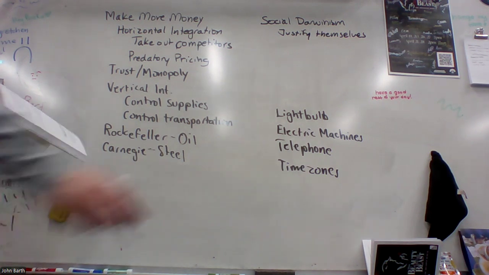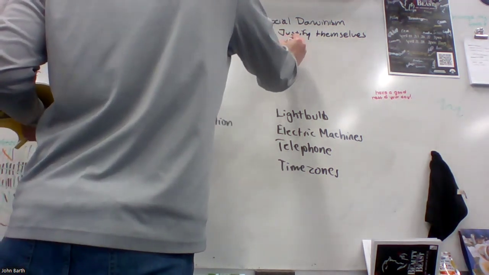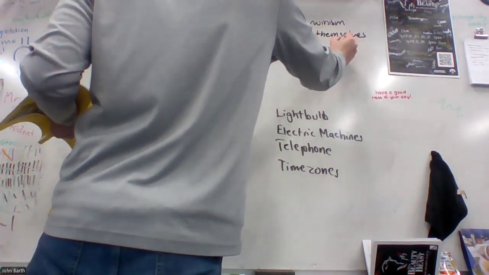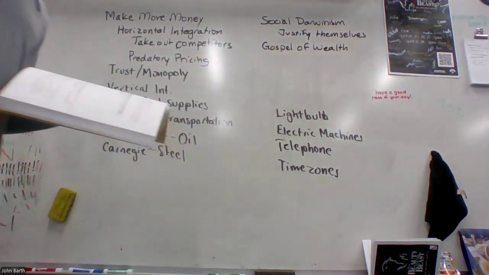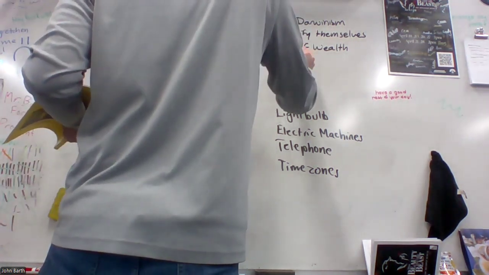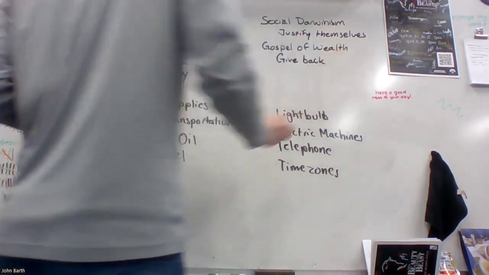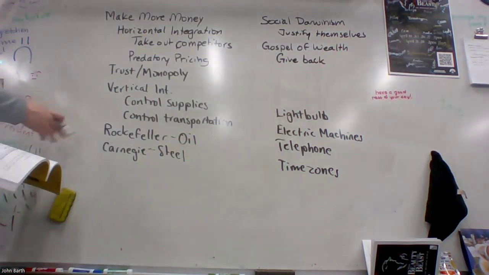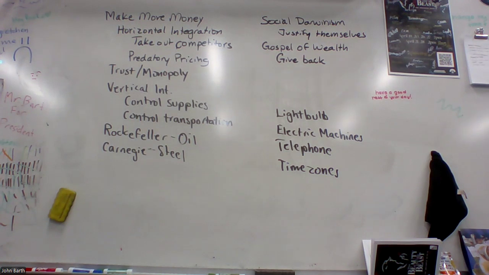So they're going to try to do the gospel of wealth, which is what? Yeah, you're giving back. Okay, we see Rockefeller give lots of money to like the University of Chicago. We see Carnegie give a lot of money to libraries. All of these are ways they try to like, hey, we're helping out, see? But if you ask them like, oh, could you just pay your workers a little bit more? They'll be like, no, not happening.